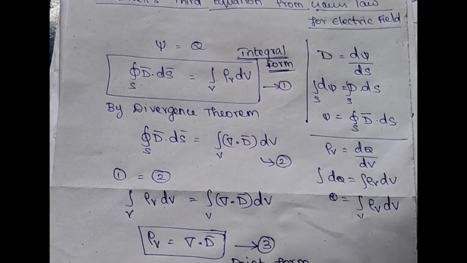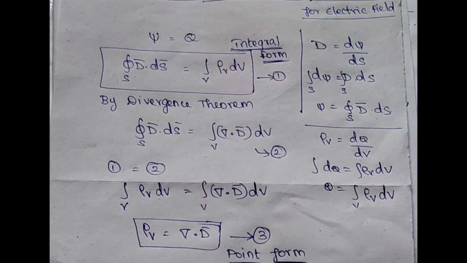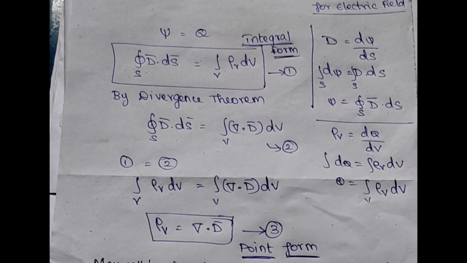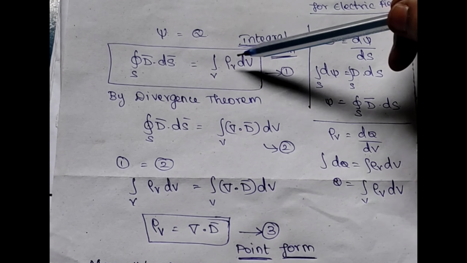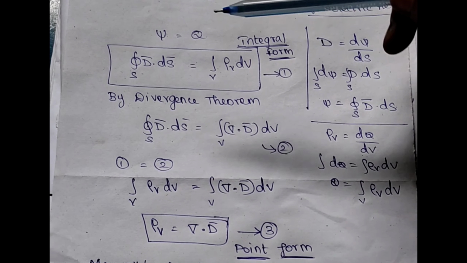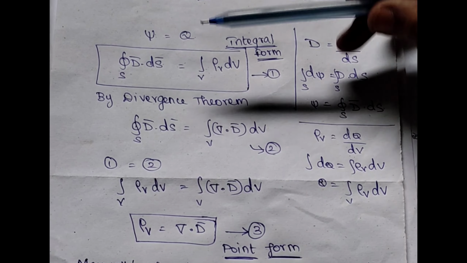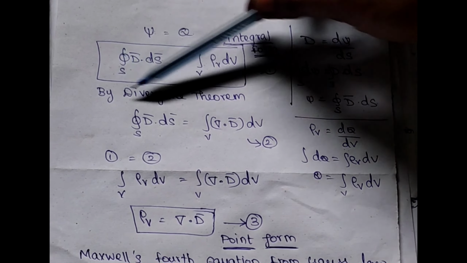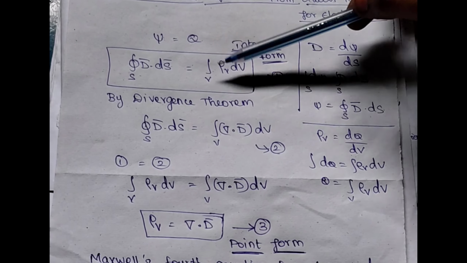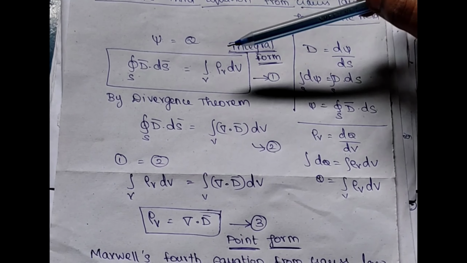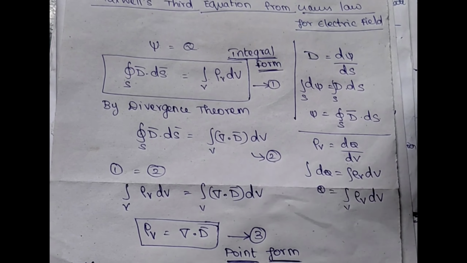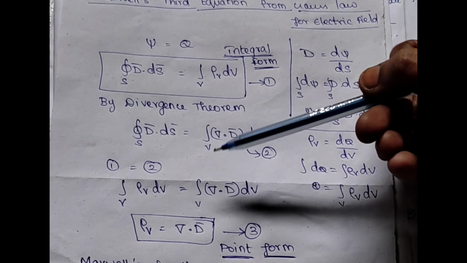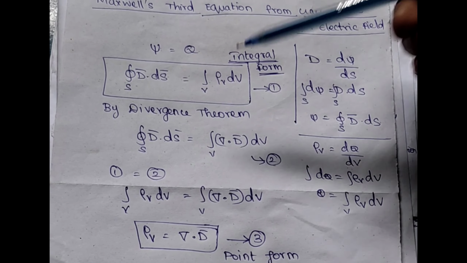So this is the integral form of Maxwell's third equation, which is same for static field as well as time varying or dynamic field. Okay, because here there is no time varying element. The t element is not there in this equation. So this is same for static field as well as dynamic field. So this is Maxwell's third equation, integral form.